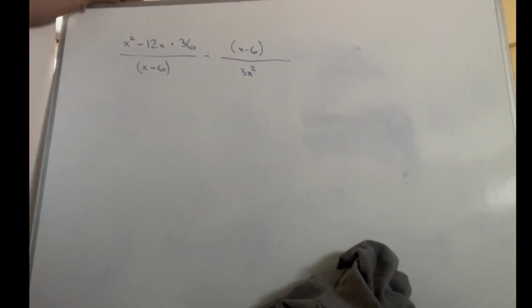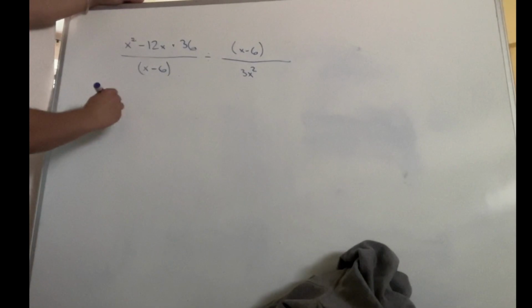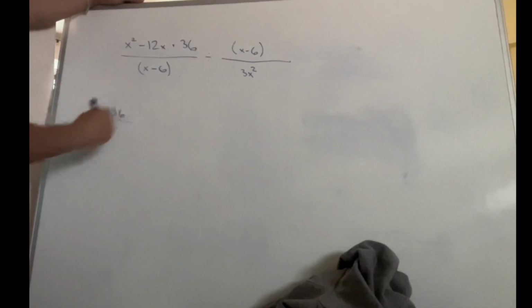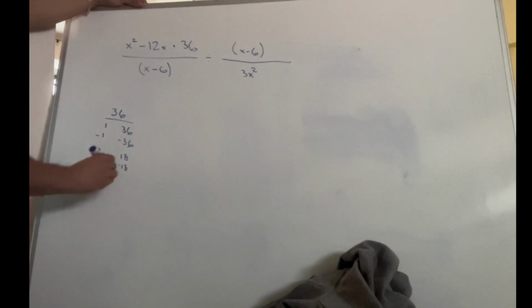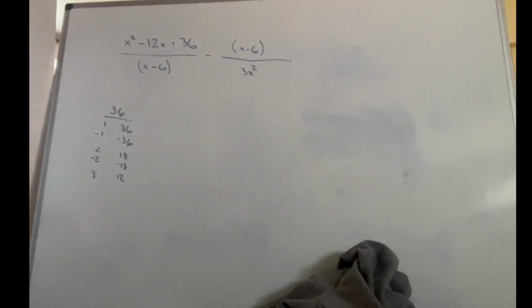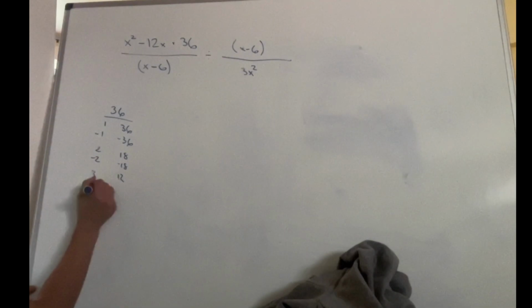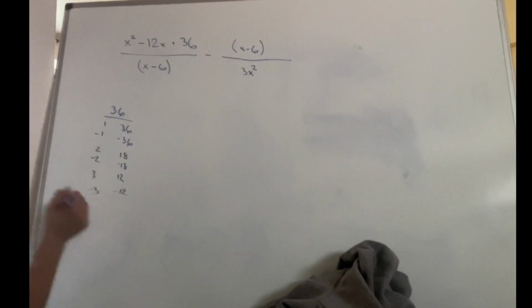Well, I could write it down right here for a second. 36. We got 1 and 36. Negative 1, negative 36. There's a lot actually, hold on. 2 and 18. Negative 2, negative 18. You got 3 and 12. Okay, I shouldn't have done this one. There's a bit. But you got -3, -12.